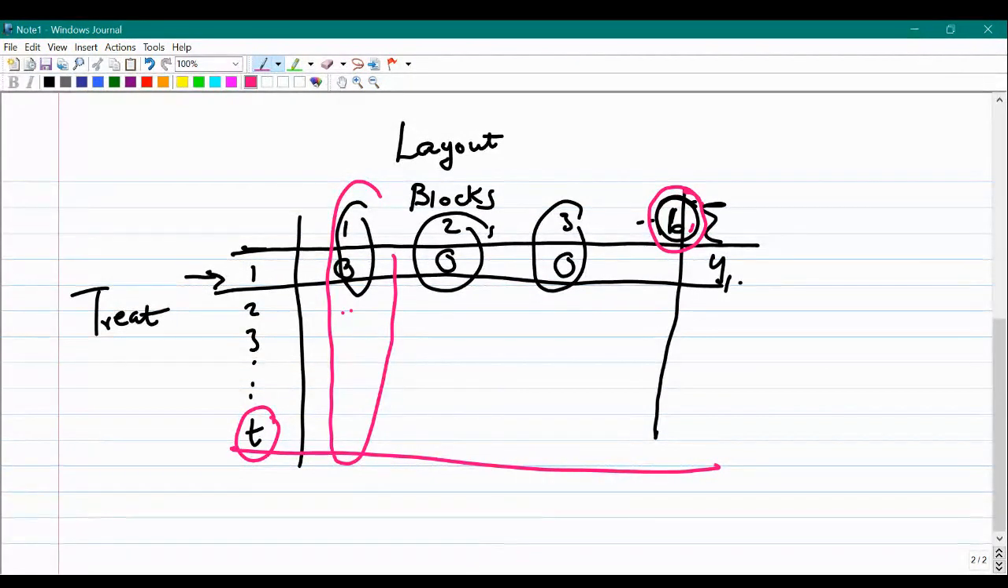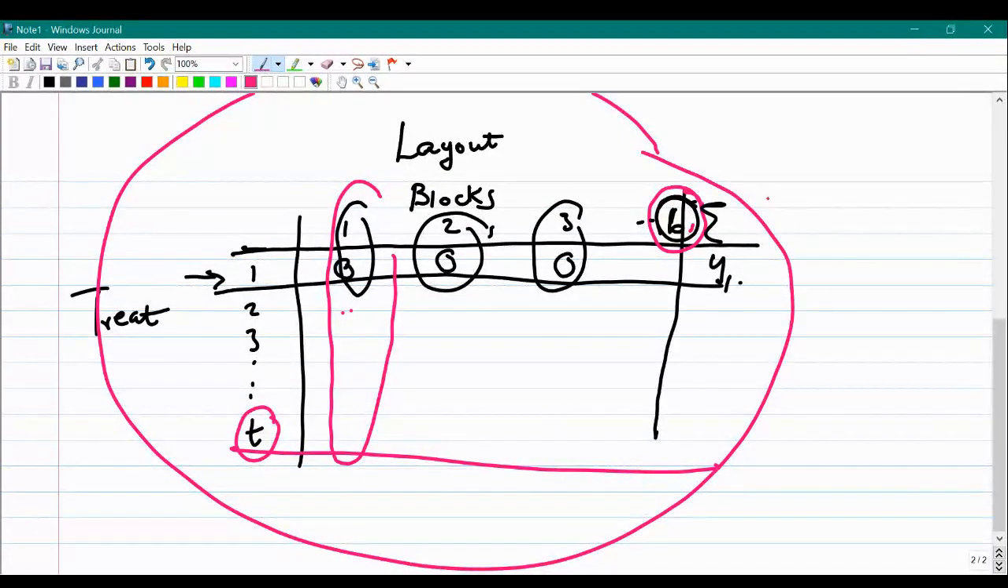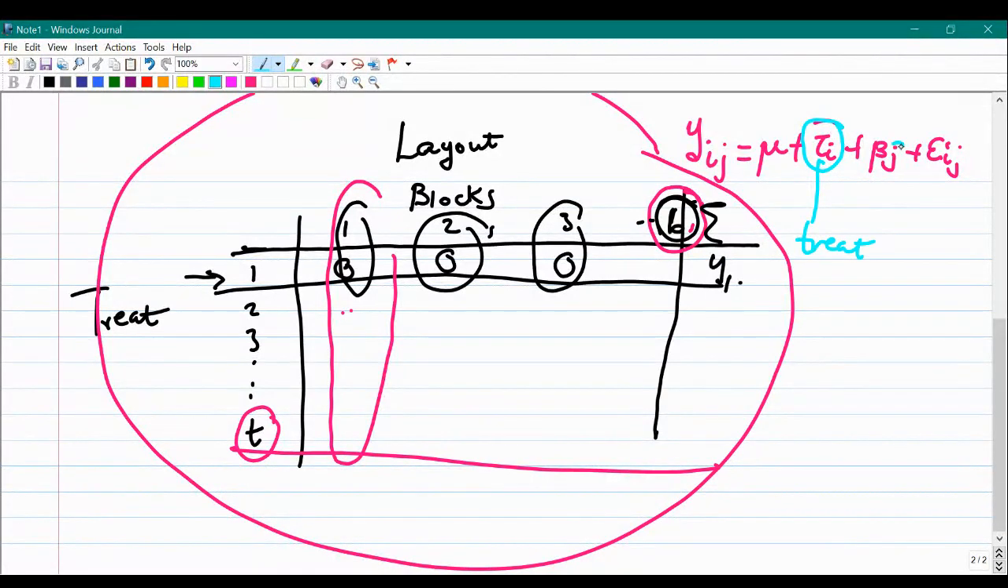Or you'll be guided by the layout. If the layout is like this, my sister, you remember the model is Yij equal to mu plus tau i plus Bj plus Eij. Understand the meaning of this i and j. I, from this given problem, goes with what? Your i will go with the treatment, isn't it? And then your j is going to go with the blocks.